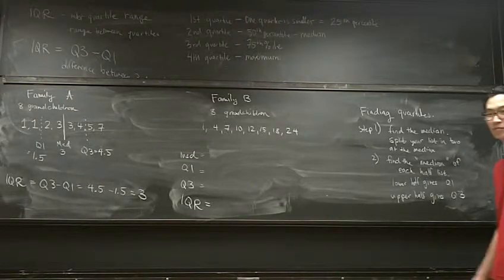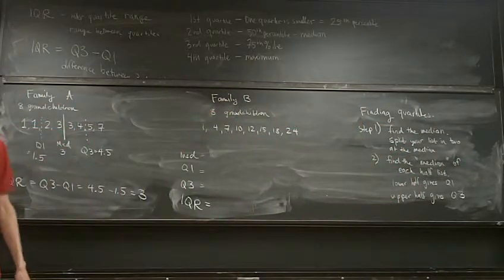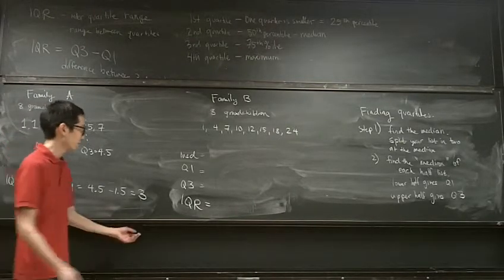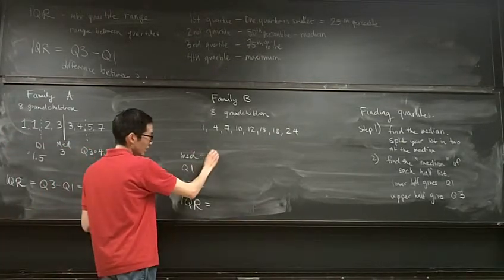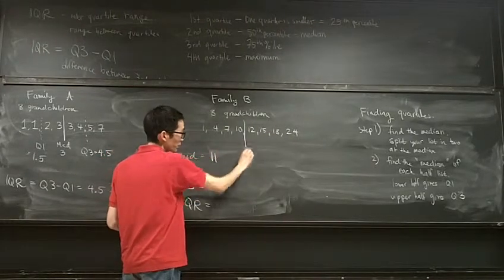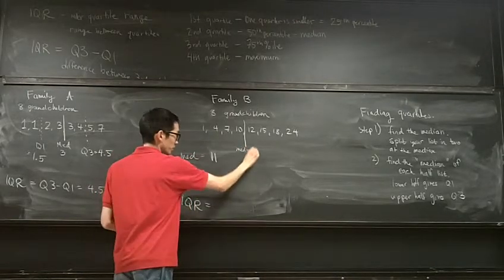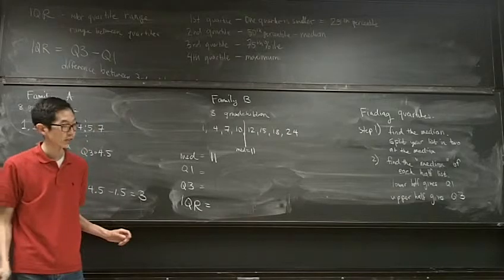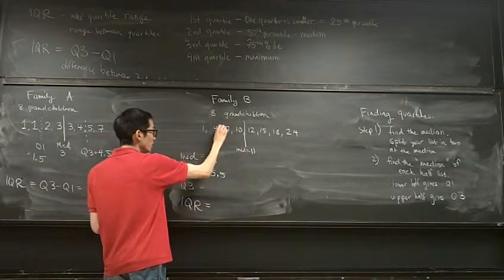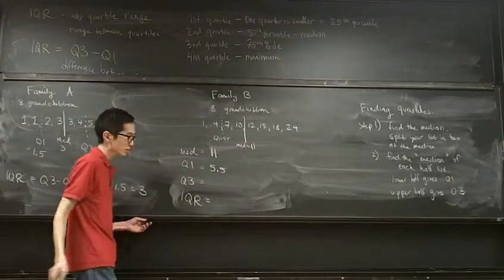Are we done? Do you need another minute? No one's saying anything. Okay, what's my median? 11, right? I've got 8 numbers. The number is between the 4th and 5th number, so my median is 11. What's Q1? 5.5. I've got 4 numbers smaller, so my Q1 is 5.5.